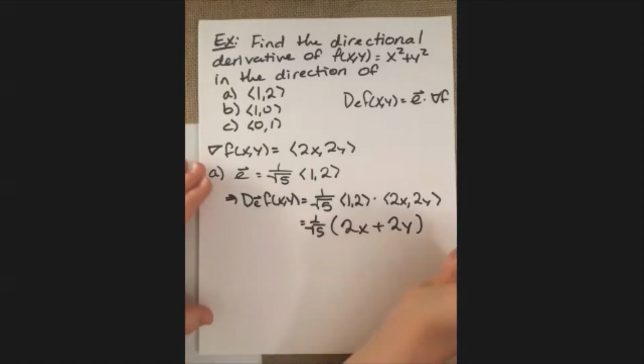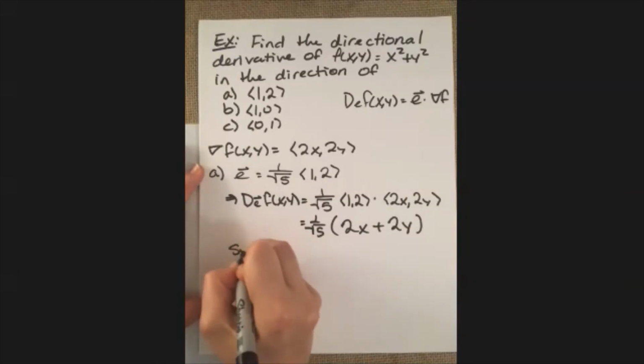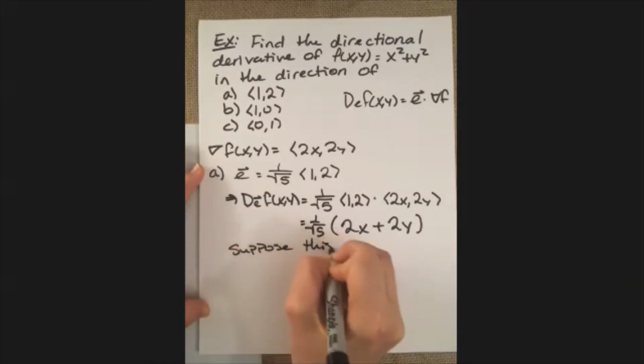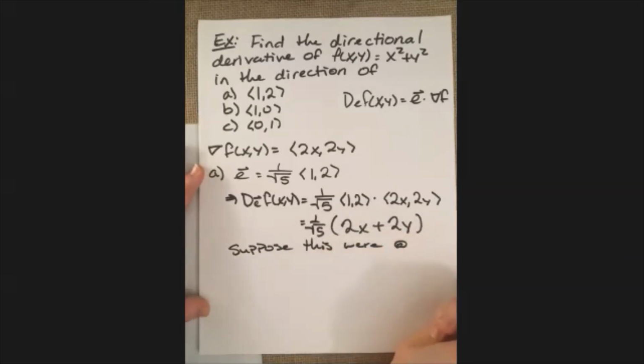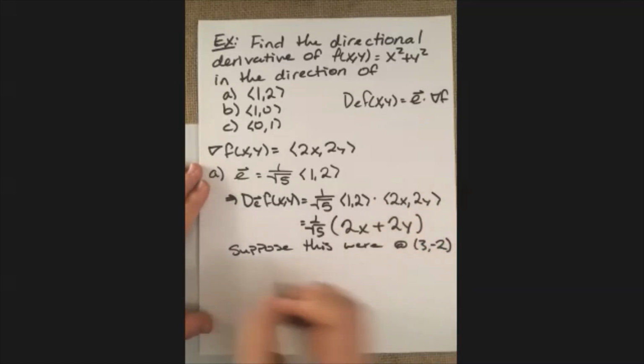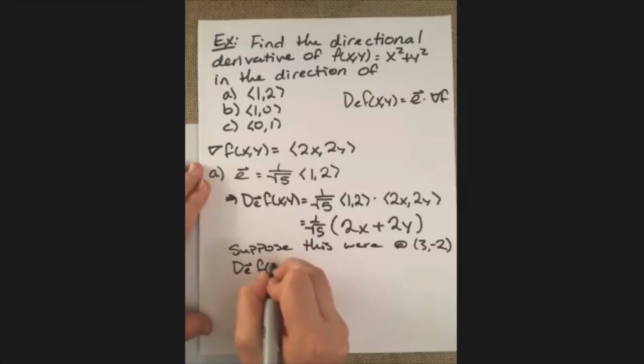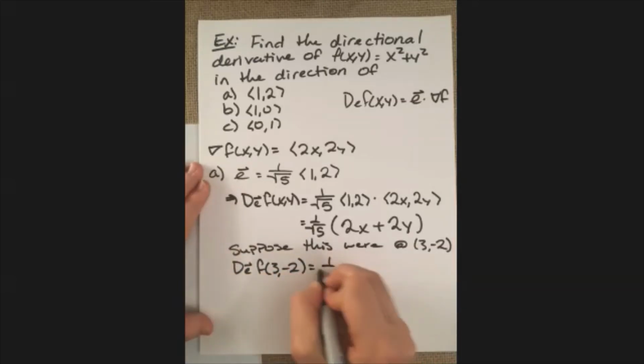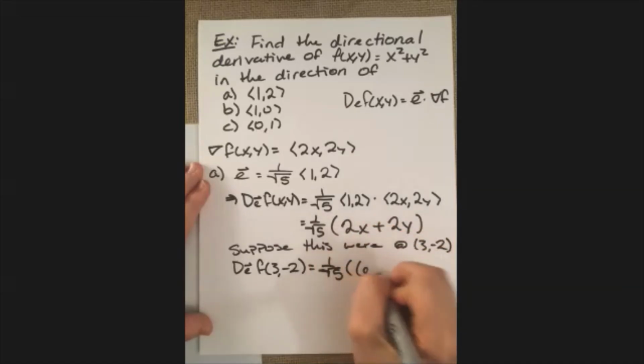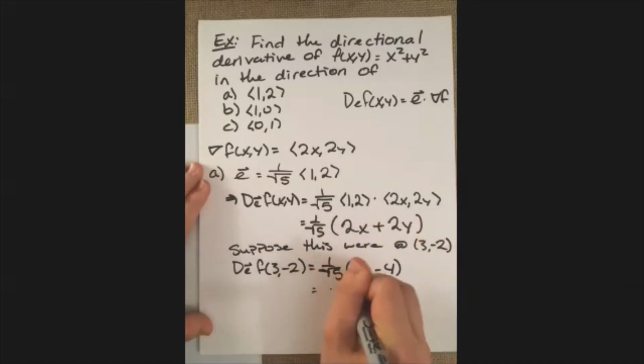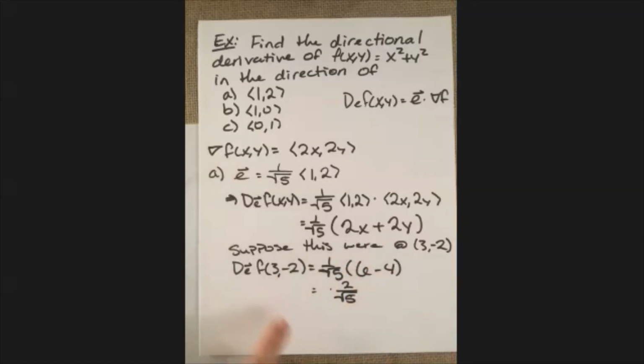Okay. So we can say that this is at the point 3, negative 2, kind of like what we worked with earlier. The directional derivative of f at 3, negative 2 is equal to 1 over root 5 times 6 minus 4. So 2 over root 5 is what that would be. Okay, so what that's saying there, because the directional derivative is the rate of change of f in a particular direction at that point, is that f changes by 2 over root 5 when we move in that direction at the point 3, negative 2.